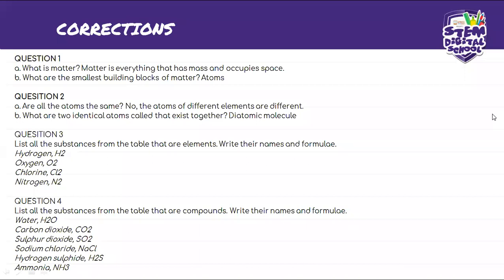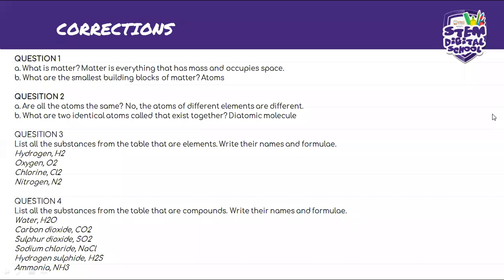Now, when we come to question 3, it says list all the substances from the table that are elements. Write their names and formulae. From the table, there are 4, so that will give you 8 marks. The name and formula, 2 marks. Name, formula, 2 marks. Name, formula, 2 marks. Name, formula, 2 marks. So nitrogen, name and formula, 2 marks.